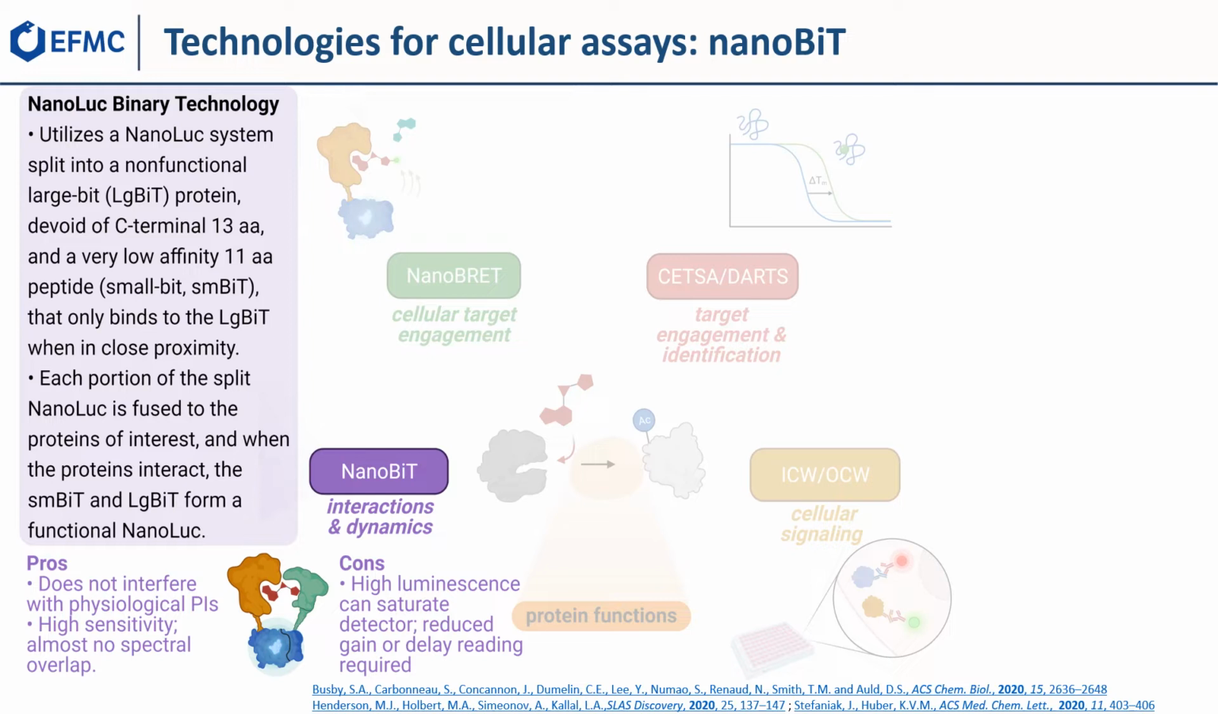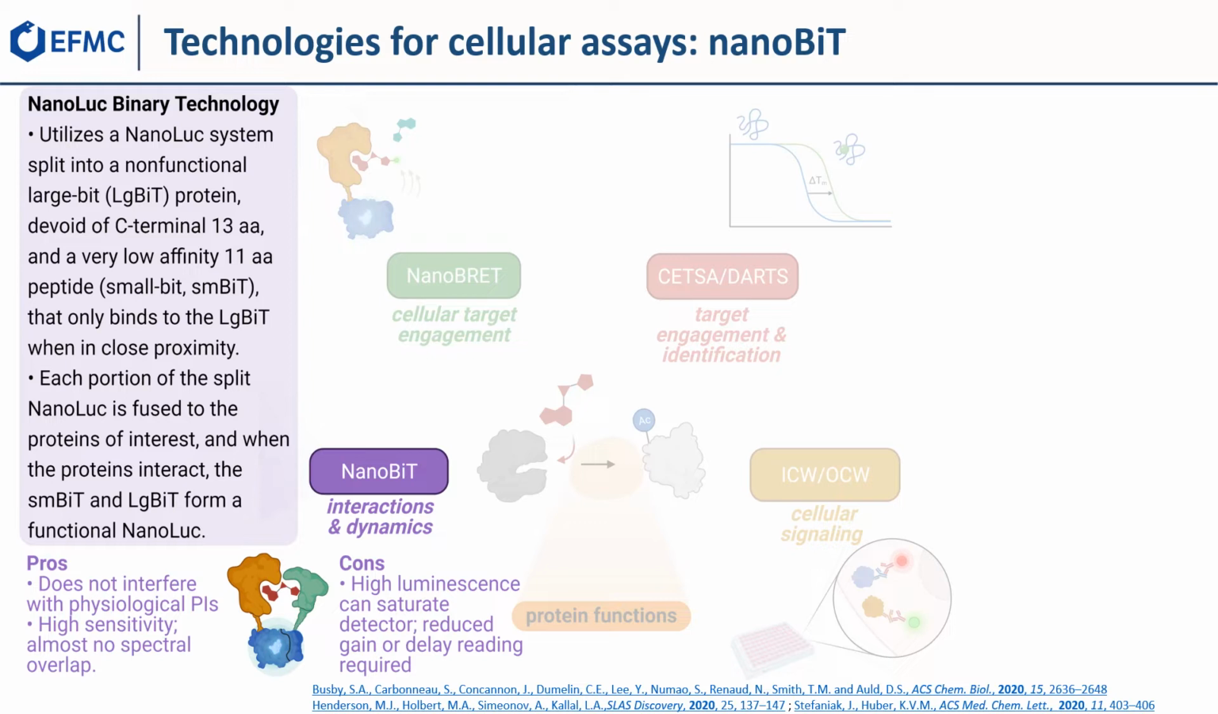NanoBiT utilizes a split protein system where 13 amino acids are removed from the carboxyl terminus of NanoLuc to make a non-functional large bit, and activity can be reconstituted with an 11 amino acid peptide of very low affinity called small bit that only binds to the large bit when in close proximity. Each portion of the split NanoLuc is genetically appended to the protein of interest, and when the proteins interact, the small bit and large bit form a functional NanoLuc.